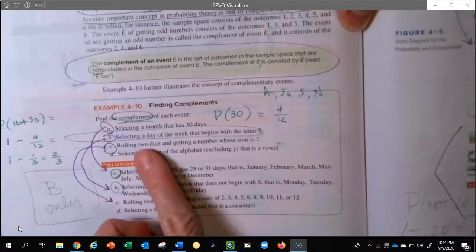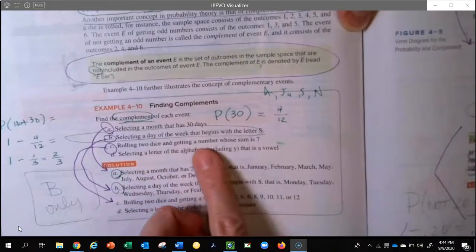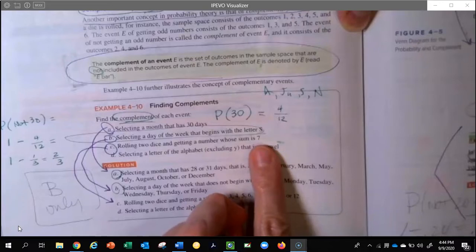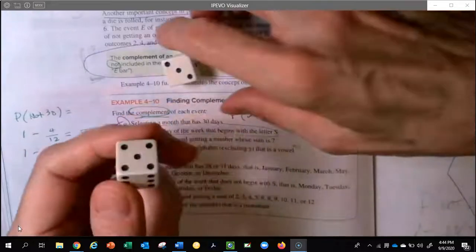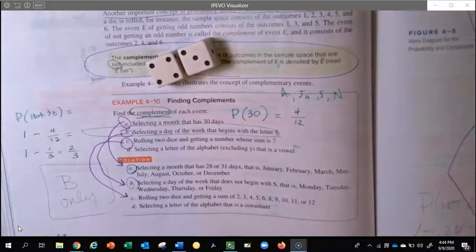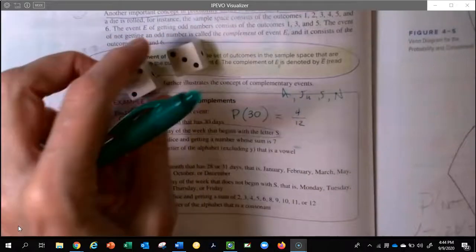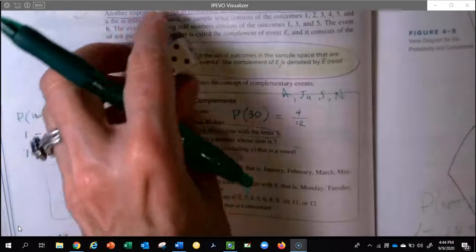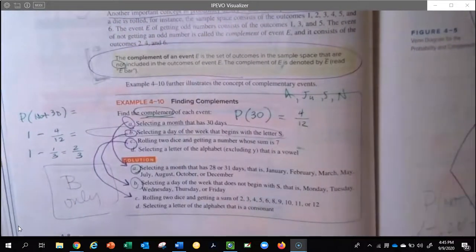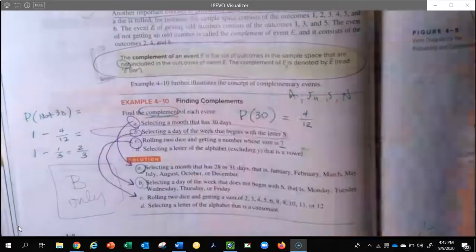And then the next one, rolling 2 dice and getting a number whose sum is 7. And we want to roll 2 dice and get a sum that is not 7. So looking at our dice, we have 4 and 3. That would be the 7. And this would be a 7. But it doesn't want to know the dice. It wants to be, if it was 7, that's what we want. Then what is not 7?